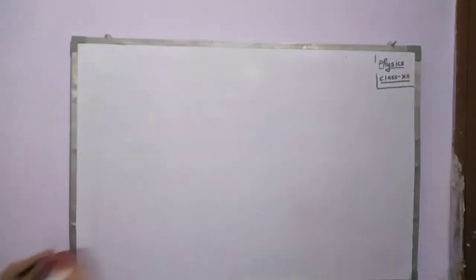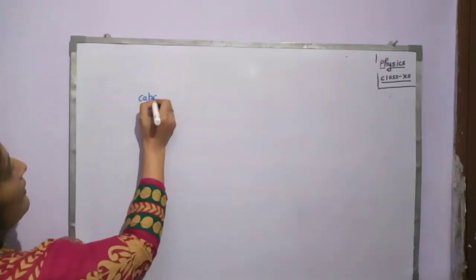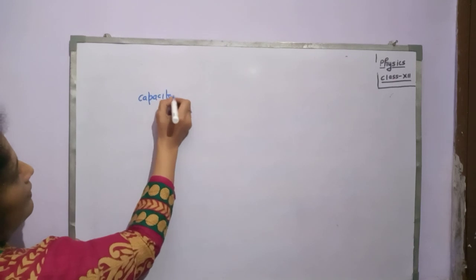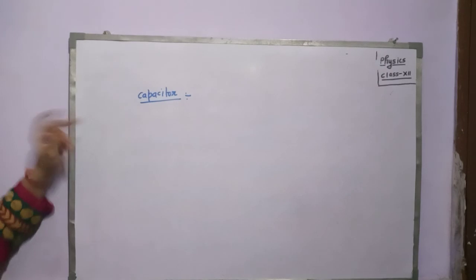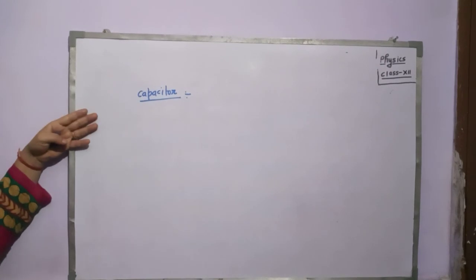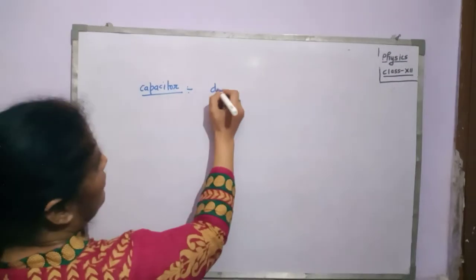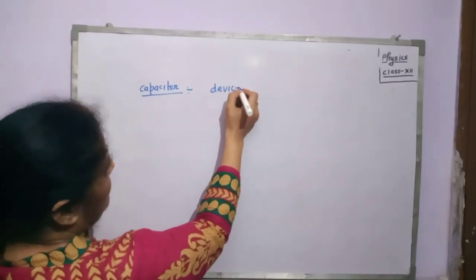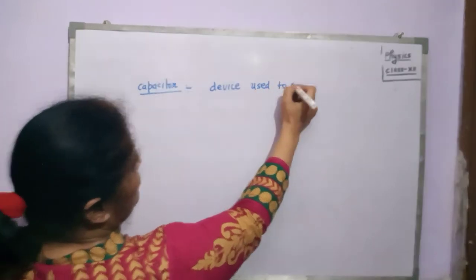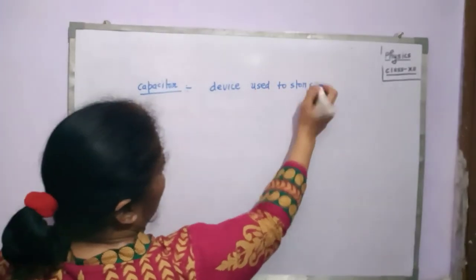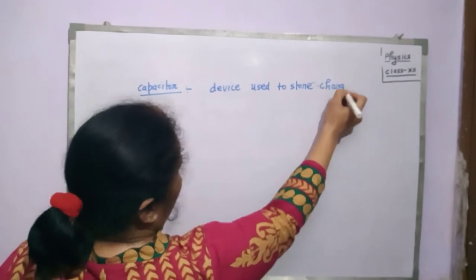Now the next topic is capacitor. What is a capacitor? In ordinary language, you can say it is a device which stores the charge. One type of device which can store the charge. Device used to store charge. This is your capacitor.